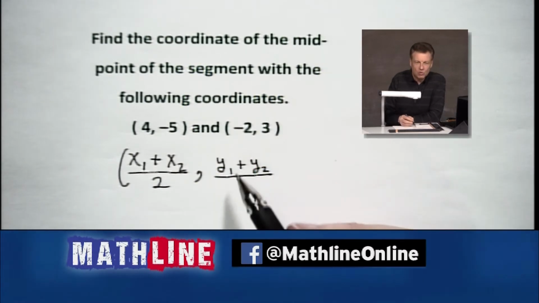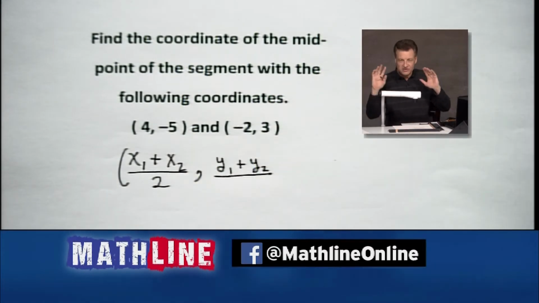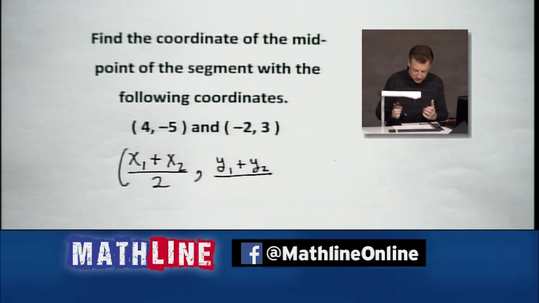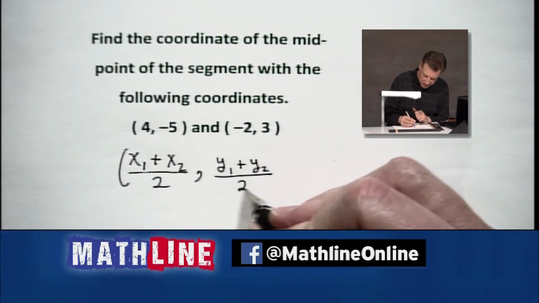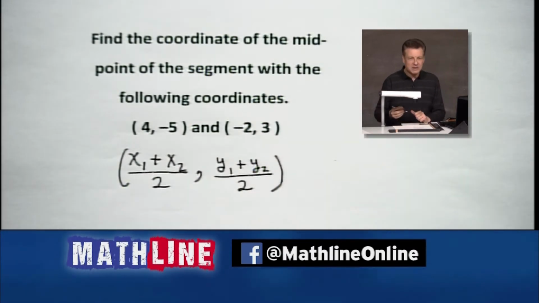And again, those 1 and 2 mean first and second. That has nothing to do with squaring, has nothing to do with powers, okay? It's just a subscript, we call it. It's the first and the second. And again, we're going to take that result because we're looking for the average. We're going to divide it by 2.